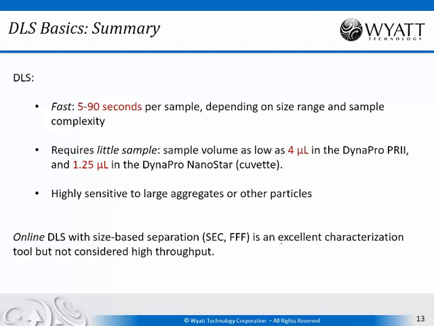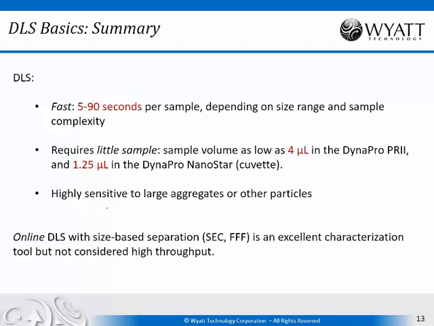It doesn't take very much sample. As little as 4 microliters using the 1536 microwell plate. More typically, people use the 384 well plate, and there it takes about 20 microliters per sample. If you use a cuvette, Wyatt also offers the DynaNanoStar dynamic light scattering instrument, which uses cuvettes, and there you can use as little as 1.25 microliters. So it is quite parsimonious in terms of sample requirement.